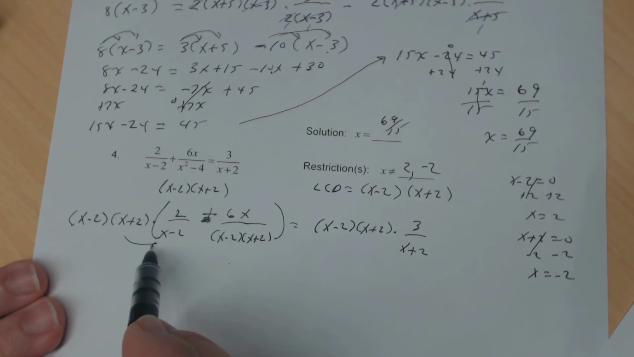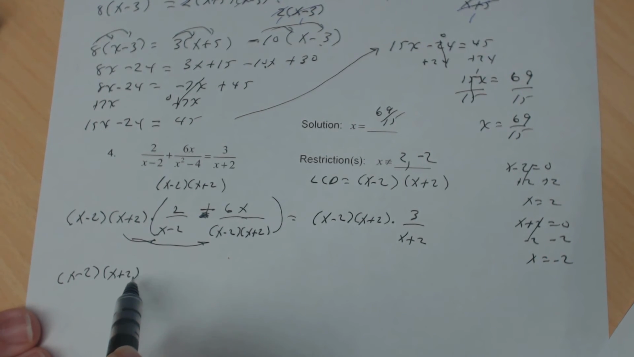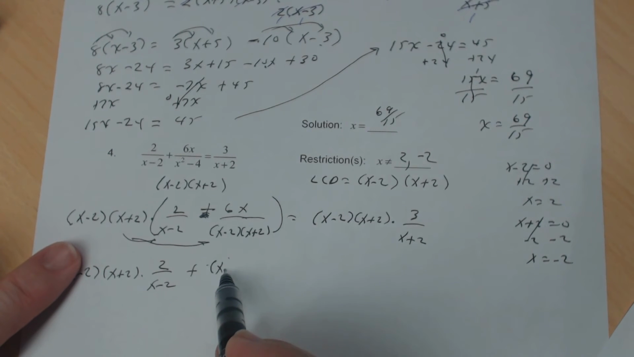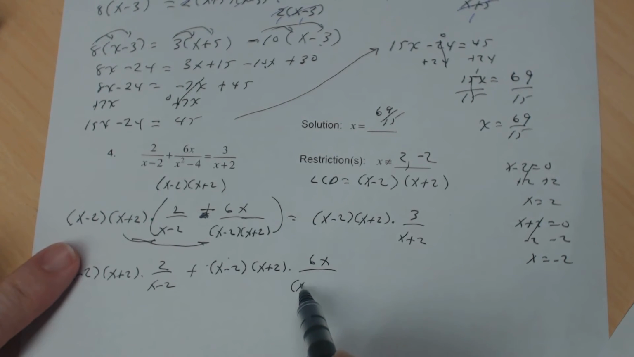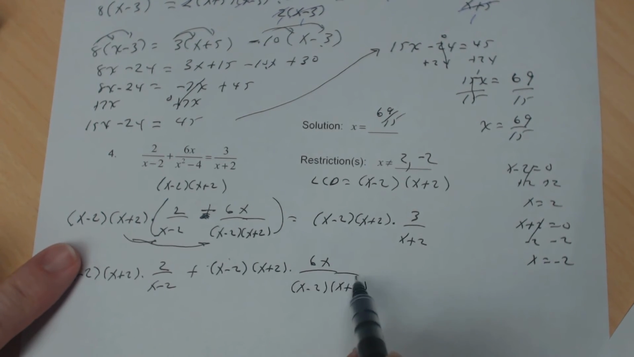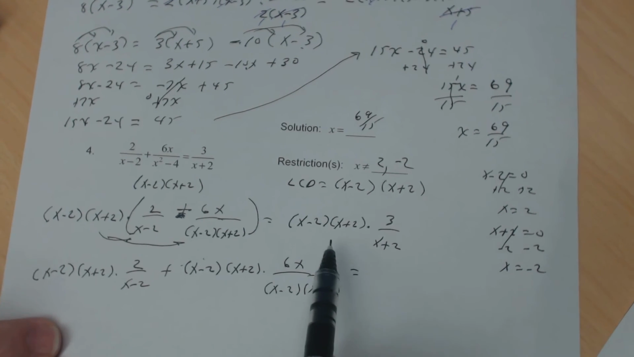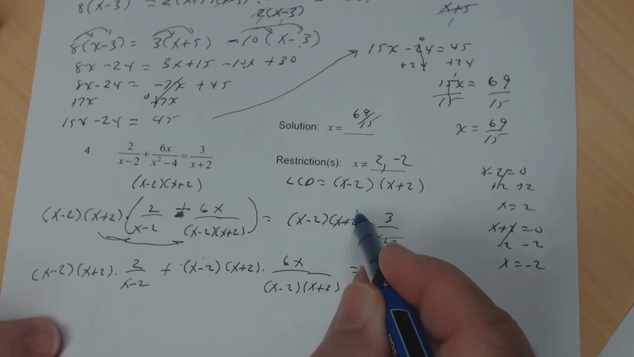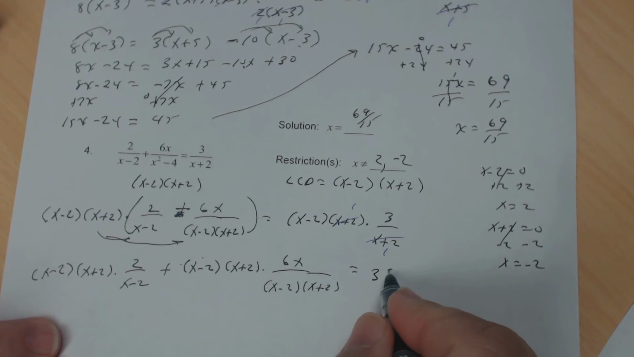Okay, now we gotta distribute this one. So I'm going to get x minus 2 times x plus 2 times the first fraction plus the LCD, so you distribute x minus 2 times x plus 2 times the second fraction. Again, make sure that denominator is in factored form so you can see which factors need to be divided out. Equal, and over here I'm just going to go ahead and reduce at this point. So the x plus 2's divide out here, and you're left with 3 times 1 is 3 times x minus 2. So you're left with this, 3 times x minus 2.